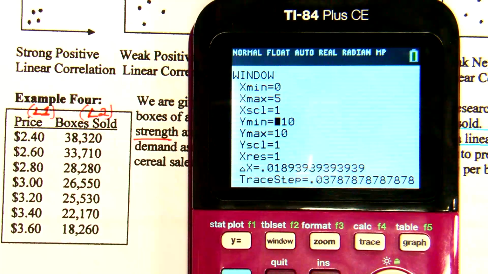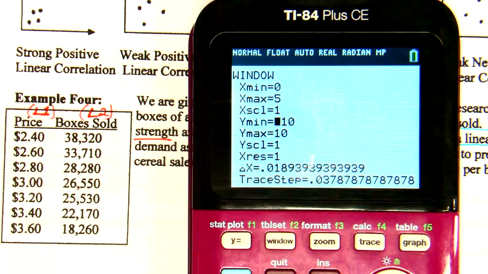Y min. Do I really need a Y min of even 0 here? No. What's the lowest Y value we're going to have?